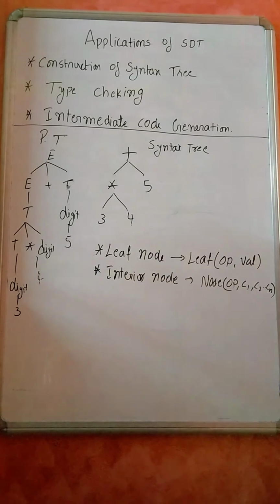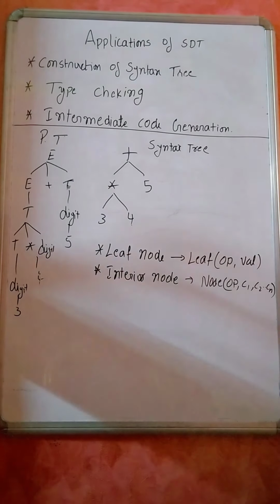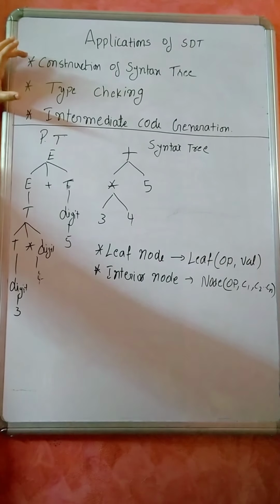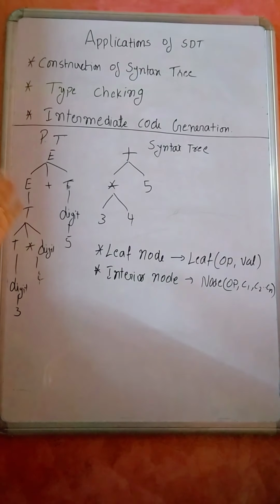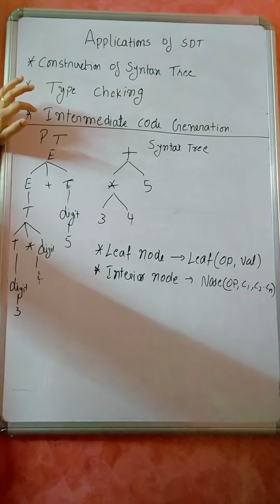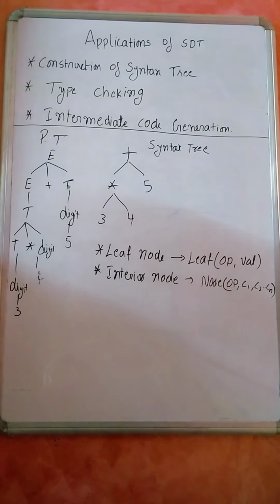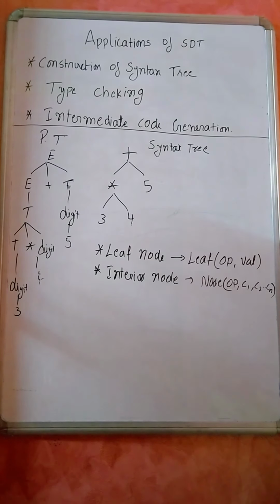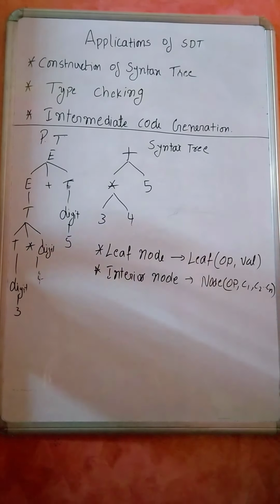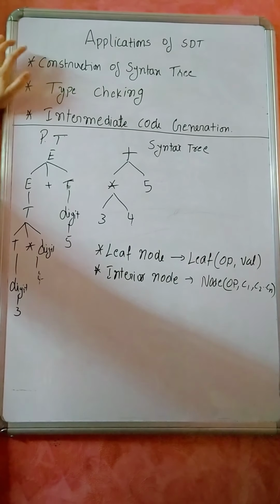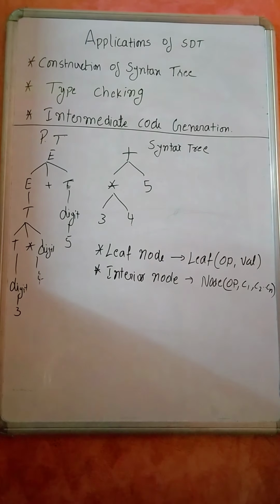Good afternoon everyone. Today we will discuss the applications of a syntax-directed translation scheme. The main applications of an SDT are the construction of a syntax tree, type checking, and intermediate code generation. In the next chapter, you will see intermediate code generation, and how those SDTs, that is L-attributed SDT and S-attributed SDT, can be used for it. They are also used for type checking, and for the construction of a syntax tree.